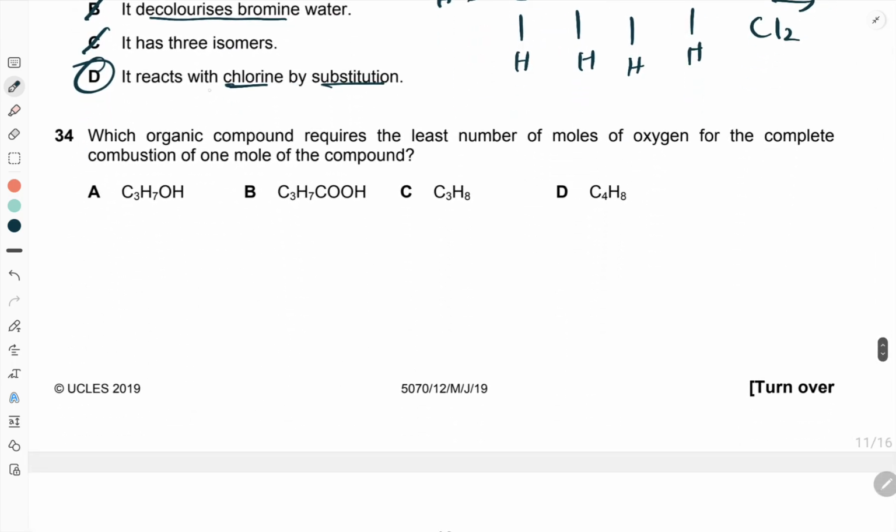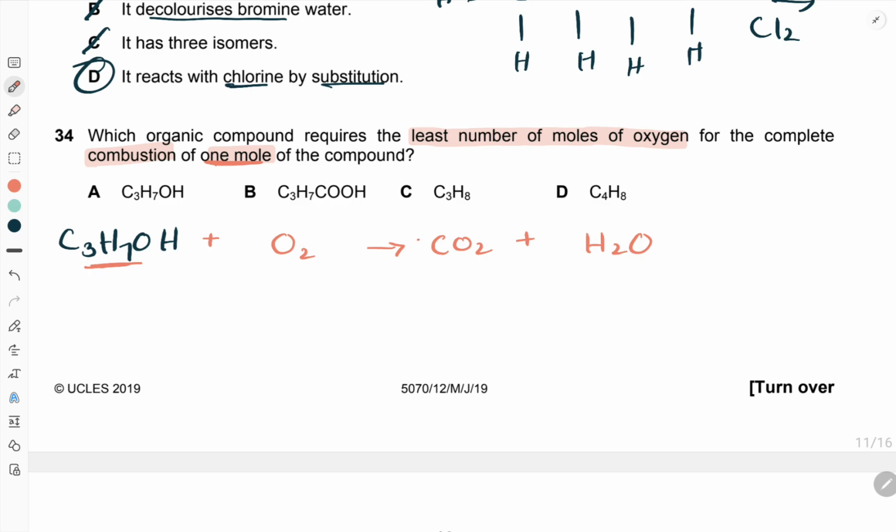Which organic compound requires the least number of moles of oxygen for the complete combustion of 1 mole of this compound? So let's write the balanced equation. When you burn 1 mole of this compound with oxygen, you get CO2 and water only, right? We need to see which organic compound needs the least number of moles of oxygen. We cannot change the moles of this compound because it is given in the question: 1 mole. So let's balance the equation.